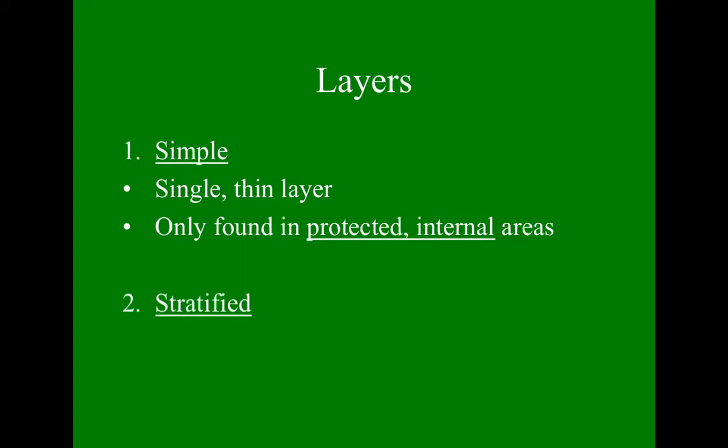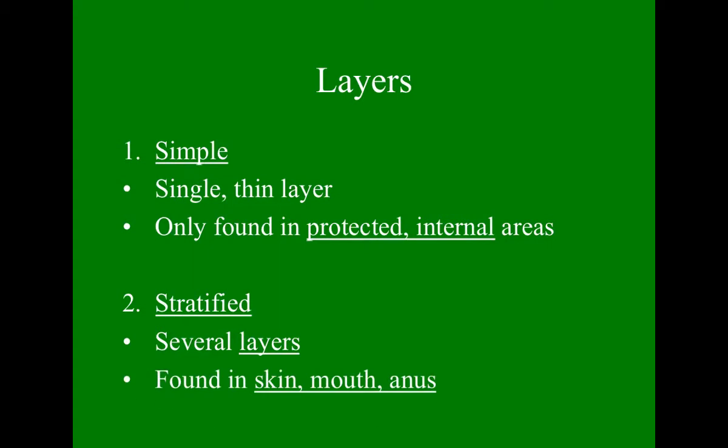The second characteristic is stratified. Stratified means that we have several layers, and these are much more of a protective function. So they can exist in areas that have a little bit more need for durability, like the surface of the skin, inside of our mouth, and around the anus.